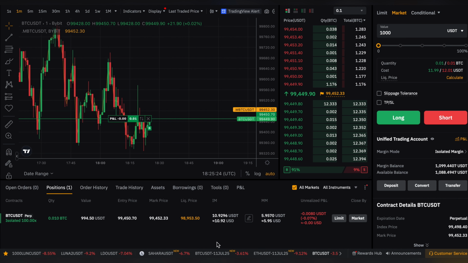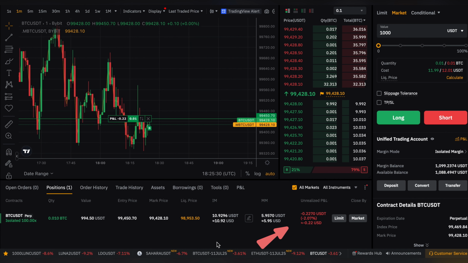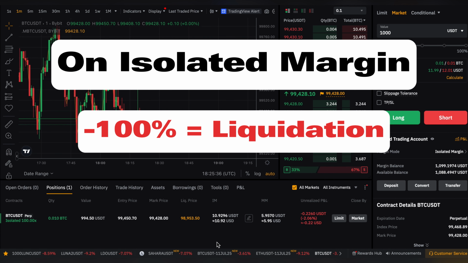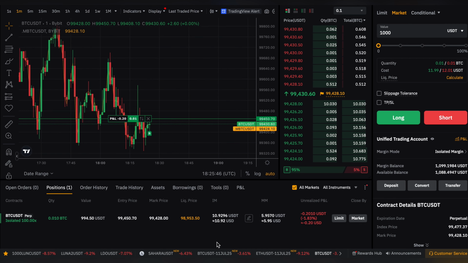Now take a look at my P&L, which stands for profit and loss. Right now it's showing a loss because I expected the price to go up, but instead it went down. If this P&L hits minus 100%, my position will be liquidated and I will lose the full $10 I used to open the trade. This is how isolated margin works. You can only lose what you put into the specific position.